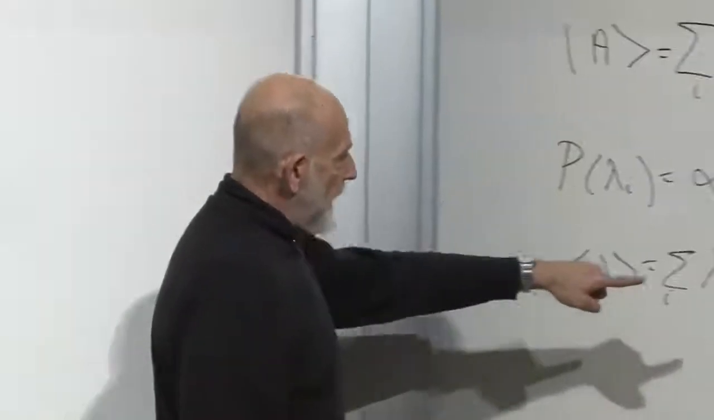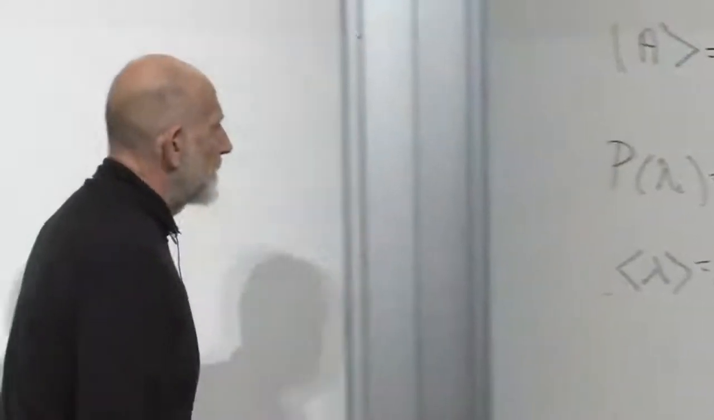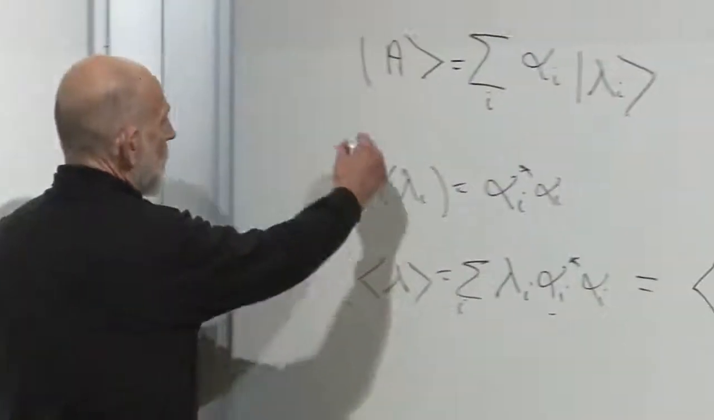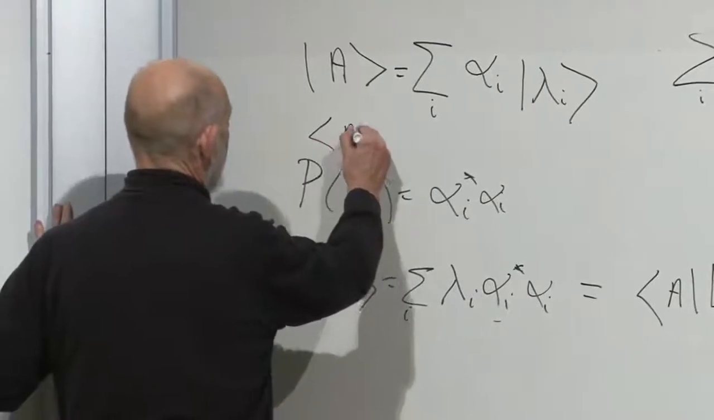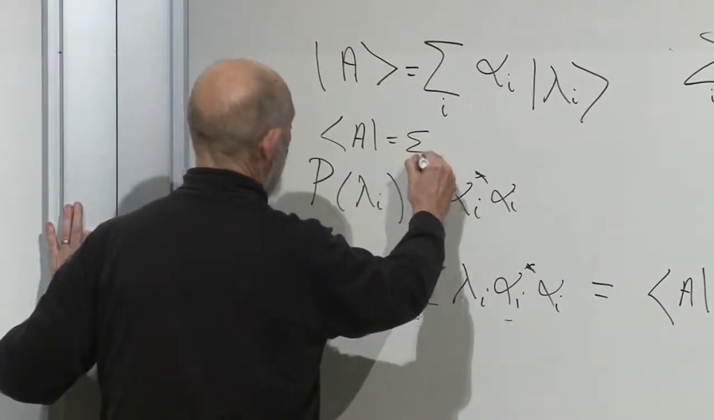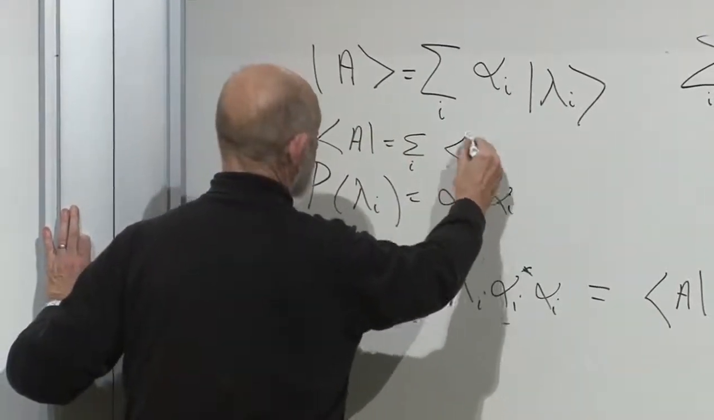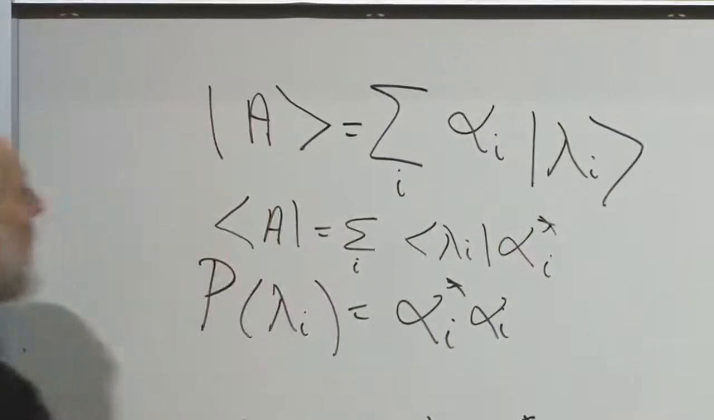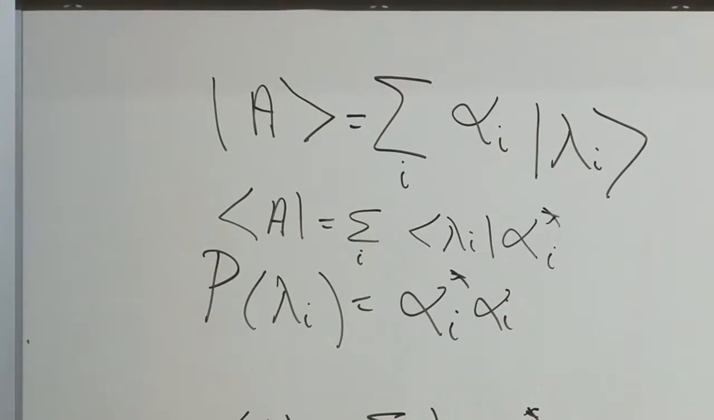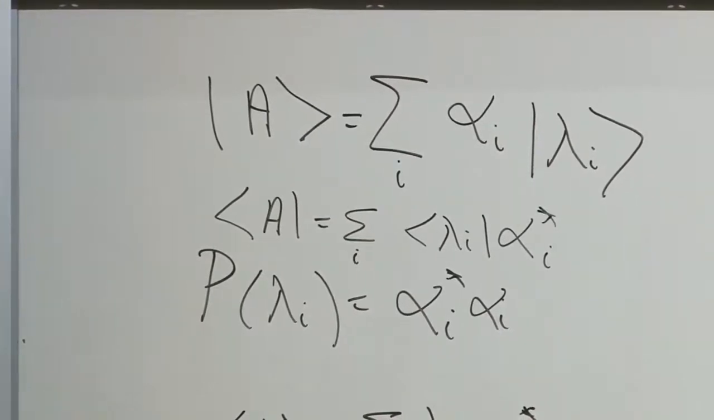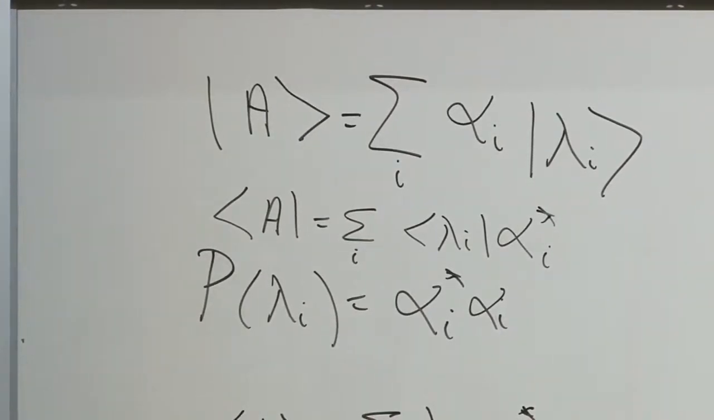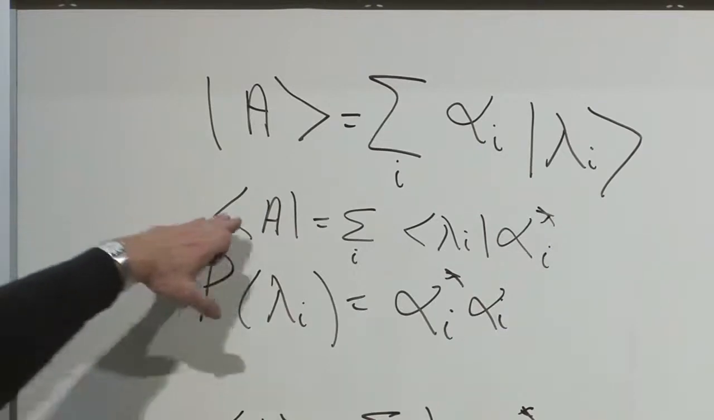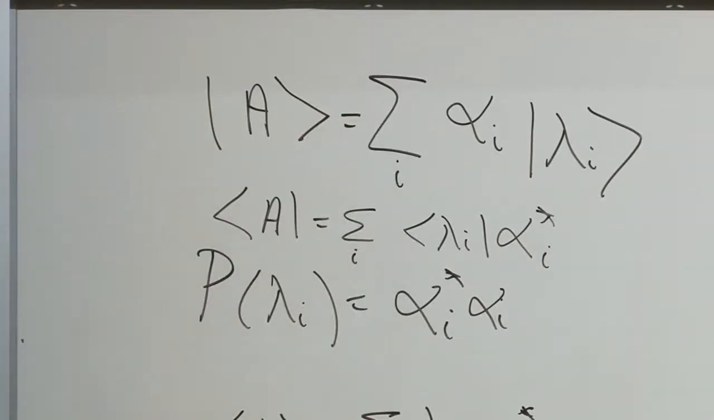All right, so let's calculate this creature over here. A is this summation, and let's also use that the bra vector A is the summation over I of lambda sub I alpha star I. All right, so we make a sandwich. The sandwich is the sum over I and J. Why? There are two sums, one for the bra and one for the ket.